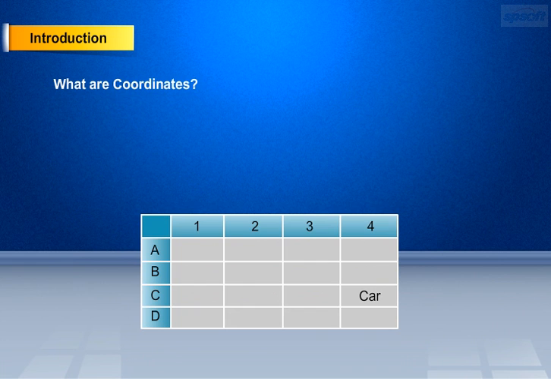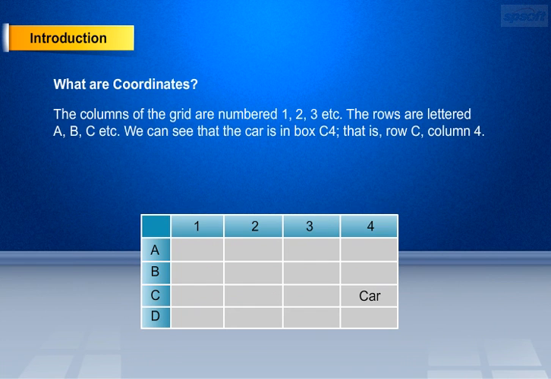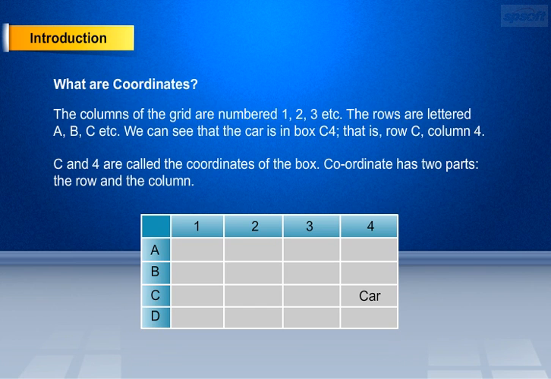Let's understand what a coordinate is. To understand this, consider the grid on the right. The columns of the grid are numbered 1, 2, 3, etc. The rows are lettered A, B, C, etc. We can see that the car is in box C4, that is in C row, 4th column. C and 4 are called the coordinates of the box. Coordinate has two parts, the row and the column.